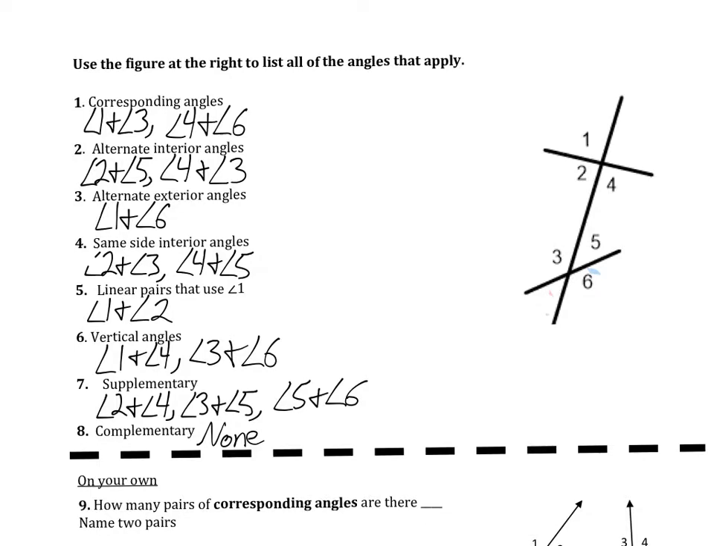Alternate interior angles. So I have this line and this line. Interior means I'm only looking at these ones on the inside. I want them to be on opposite sides of my transversal. So I'm looking at 2. What's on the opposite side? It's 5. Let's try it one more time. We have 4. We want the opposite side. So 3. So 2 and 5, 4 and 3.